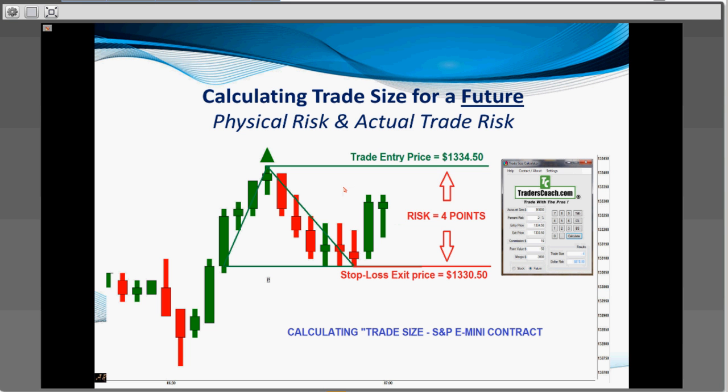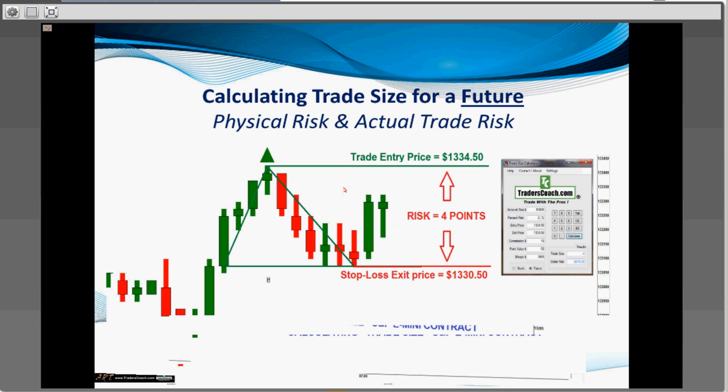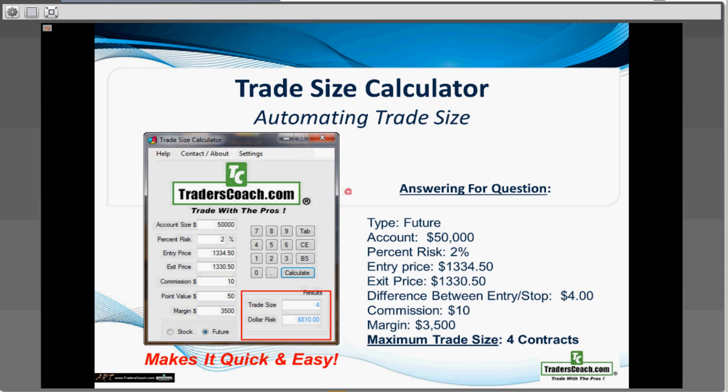So 1 point on the S&P E-mini is $50. So you put that in there, and you put the margin in. You hit calculate, and it shows you that your trade risk should not exceed 4 contracts on this trade based on a risk of 4 points and a $50,000 account. And so here are some of the variables and how it's put in there.